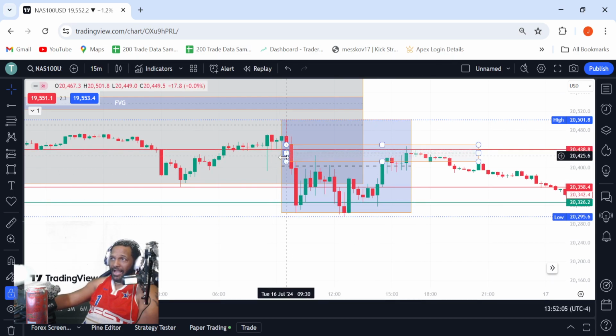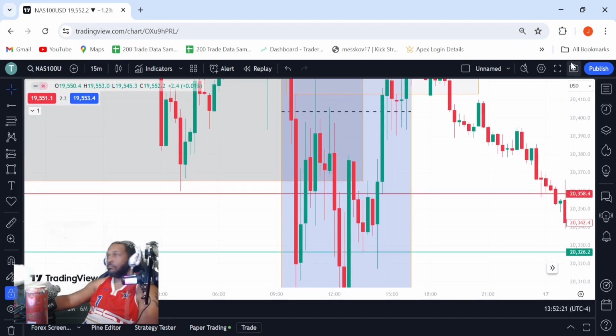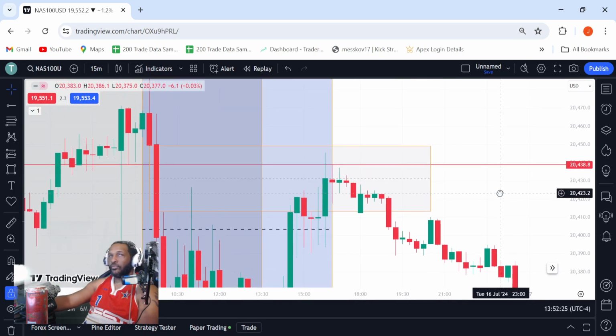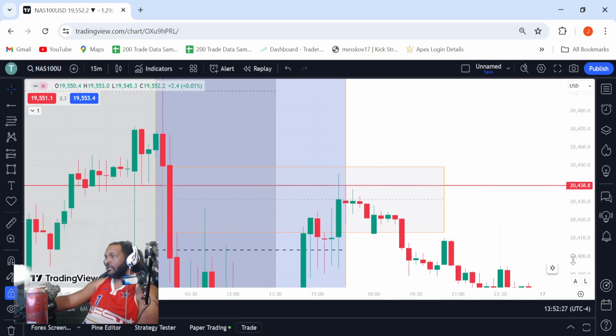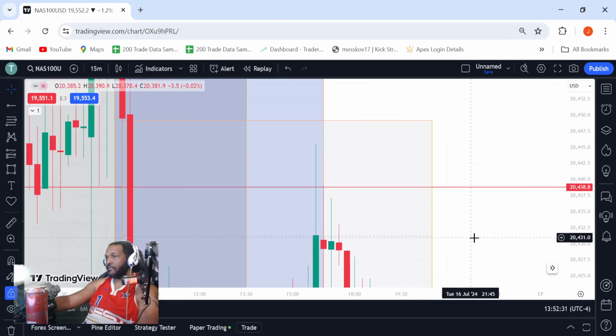So this higher fair value gap in this break, not one body closure above consequent encroachment. The wicks went through the consequent encroachment, not one body closure above that. Let me make this bigger so you can see, so there's nothing ambiguous about what I'm saying to you. You can see it. Okay?